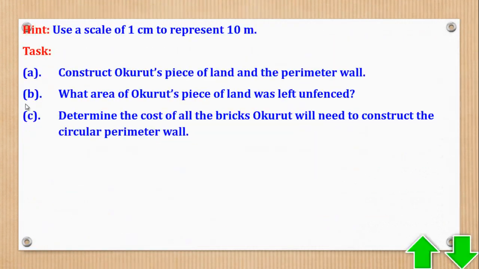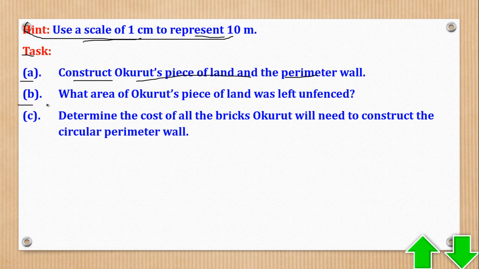Okay. Hint: use a scale of 1 centimeter to represent 10 meters. Then the task. Ideally, this hint shouldn't be given, but for this midterm, we wanted you to have a uniform diagram. Otherwise, it is not given, and it is for you to identify the correct scale to use so that it fits on your paper or answer sheet. So item 1 says, construct Okrut's piece of land and the perimeter wall.